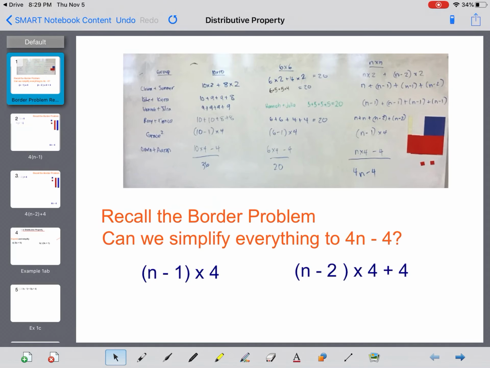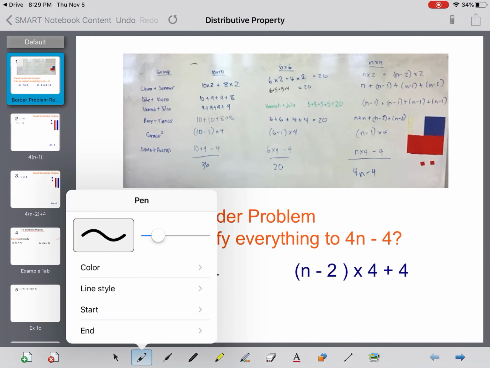Hello everyone. Today we're going to think back to the border problem that we did a few weeks ago, where I showed you that big square. There's a 10 by 10 square and you had to figure out how many tiles were in the border without actually counting it. And you came up with all kinds of different methods of doing that. And then you tried it with this 6 by 6. We talked about how that would look with the 6 by 6, and then finally an n by n.